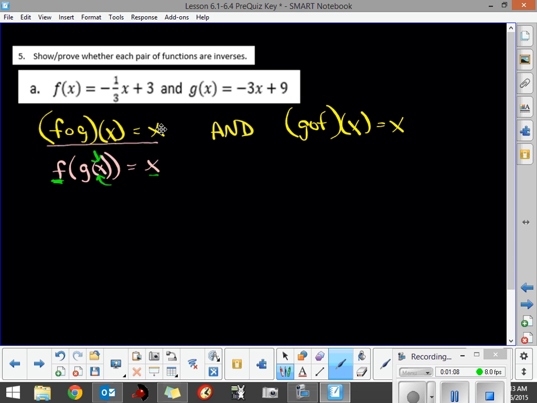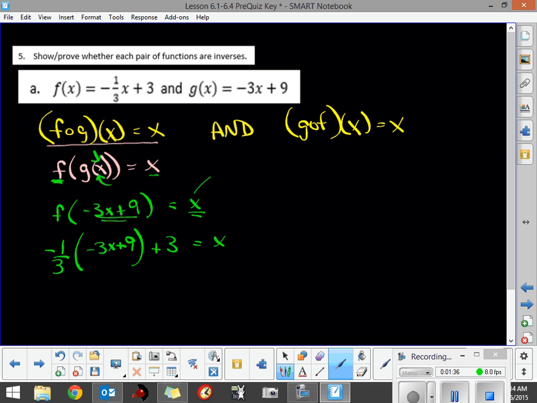So here's our rule. We have to show that if we put function g into function f, so I'm going to put negative 3x plus 9 into function f, it would undo it and bring me right back to x. So I want to see if I can prove that it's equal to x. This is going into function f, so I'm going to pull out function f, which is negative 1/3 times negative 3x plus 9, then add 3. Will that give me an x? I'm trying to verify that it'll give me x every time.